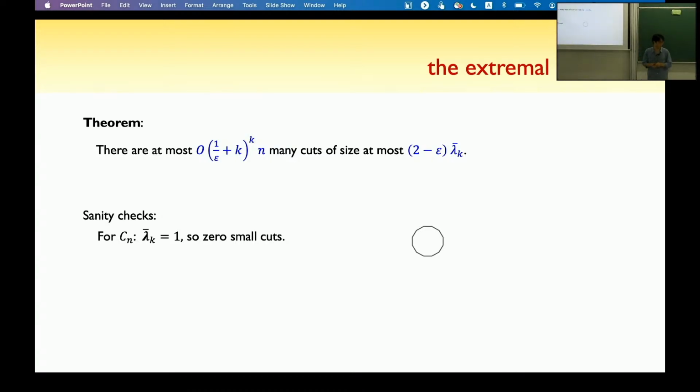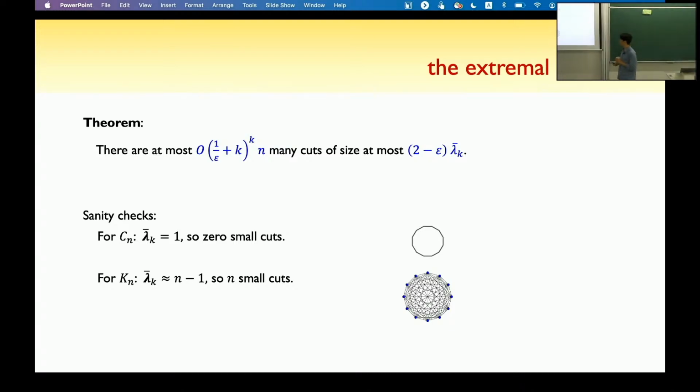No, you're not counting k-cuts, right? This is just cuts. Yes. But then the definition of lambda k bar depends on k, and the bounds depend on k as well. So the theorem is tight in that regard. But there are similar things going on for the clique as well.